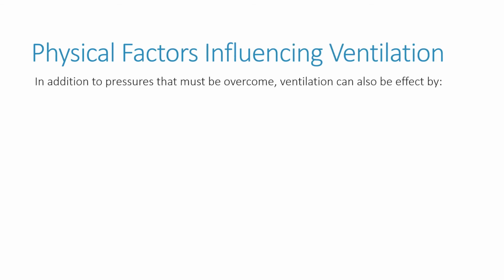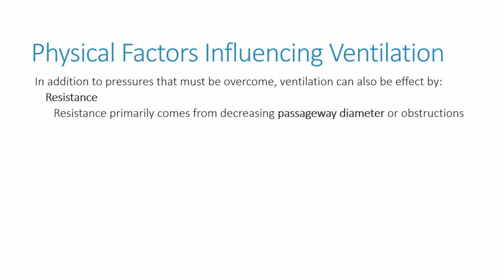In addition to pressures that must be overcome, ventilation can also be affected by resistance in the airways. Resistance primarily comes from decreasing passageway diameter or obstructions, kind of like we saw with resistance in fluid flow through the cardiovascular system. This kind of resistance in the respiratory system can be observed in an acute asthma attack, where the contractions of smooth muscles around the bronchioles force those bronchioles to constrict and reduce the amount of room that air can travel through.